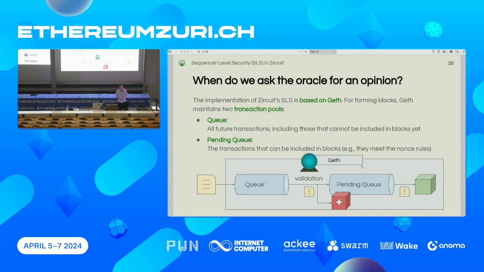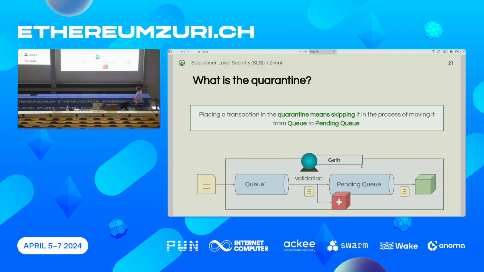And it's exactly that flow where we're going to interrupt and put this oracle. So what we do is we say, well, before we process it into a block, is it good or is it bad? And that's a simple question. And so it naturally flows right in there.